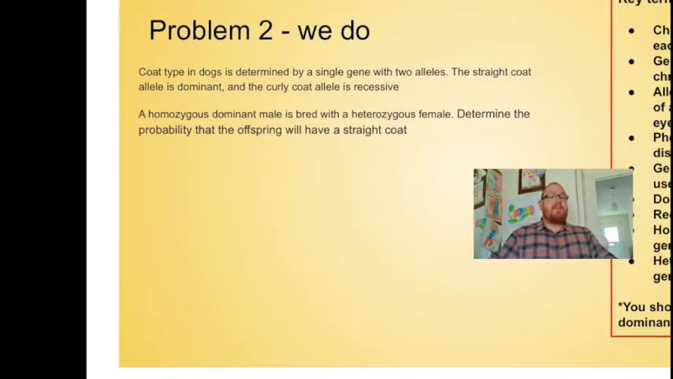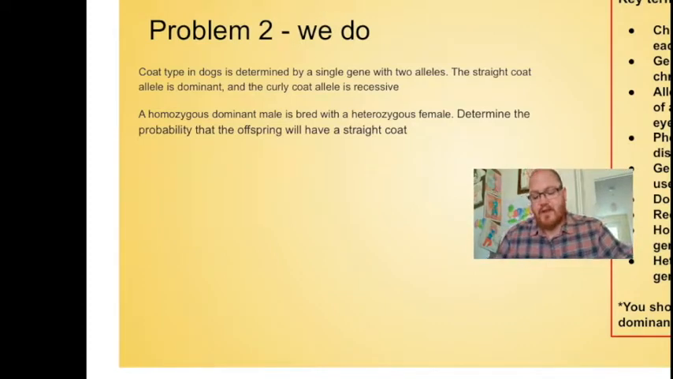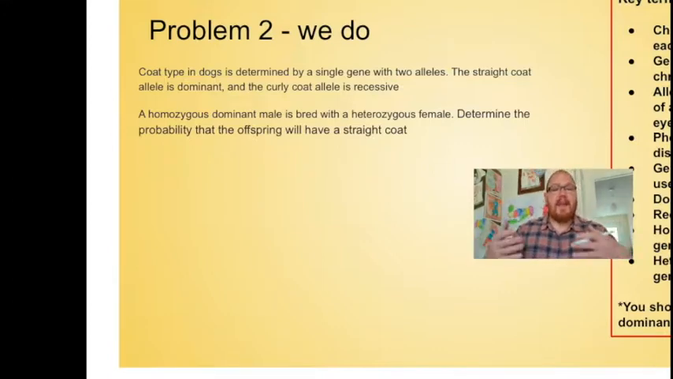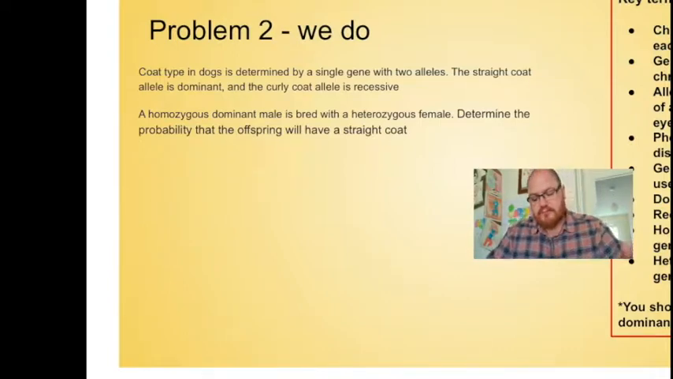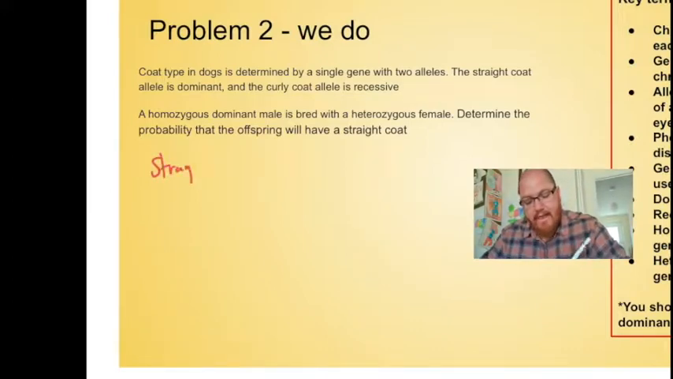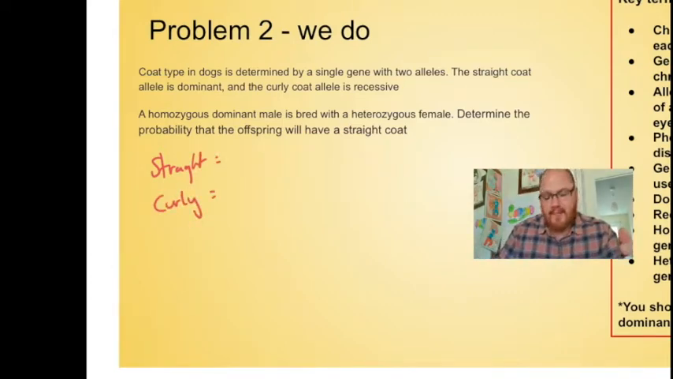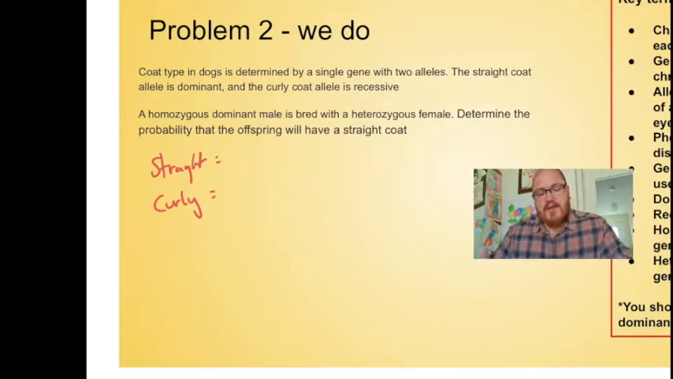Okay, the hardest bit is reading the question. Coat type in dogs is determined by a single gene. There's that thing again, it's determined by a single gene with two alleles. The straight coat allele is dominant, and the curly coat is recessive. Now it hasn't given me letters this time, so I've got straight, and I've got curly. They haven't given me letters. So let's make letters up.